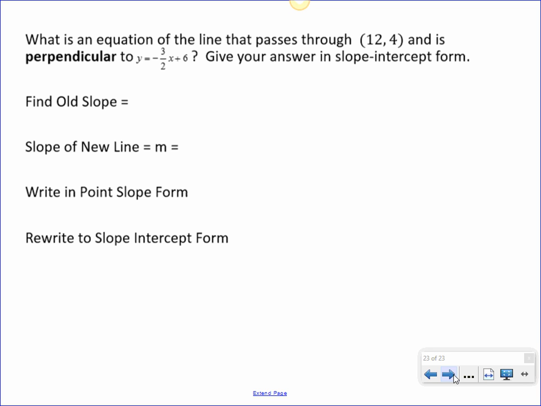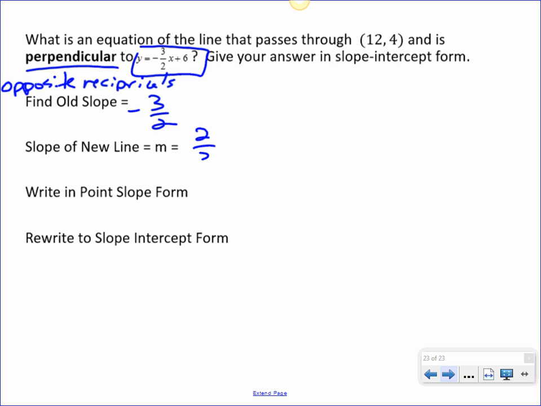Okay, so again, we got perpendiculars, so we should be thinking opposite reciprocals. The slope of my old line, the old slope, would be this. It would be a negative 3 over 2. Hopefully from that we can tell our new slope, which would be a positive, and we'd flip it, so it would be a positive 2/3.